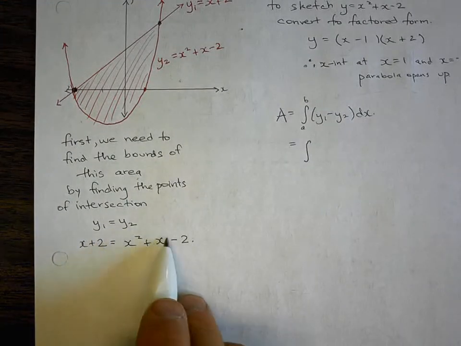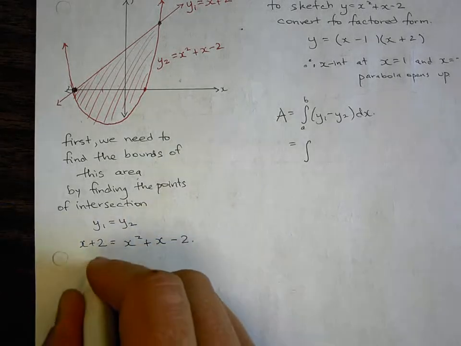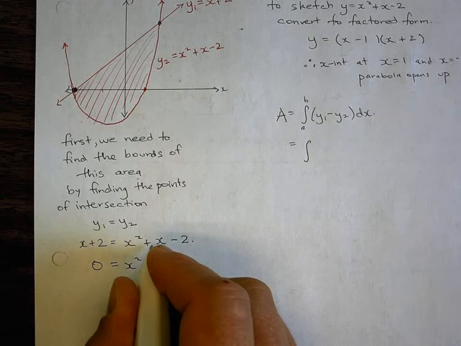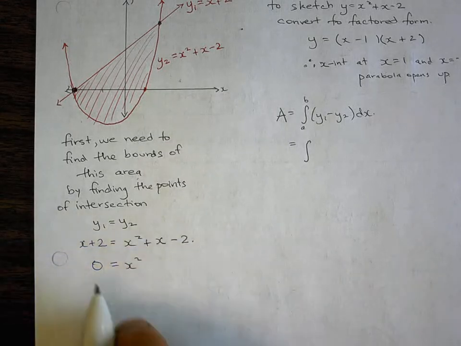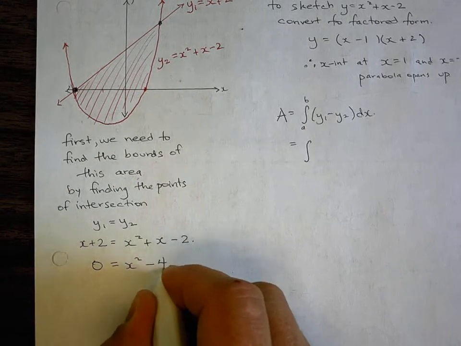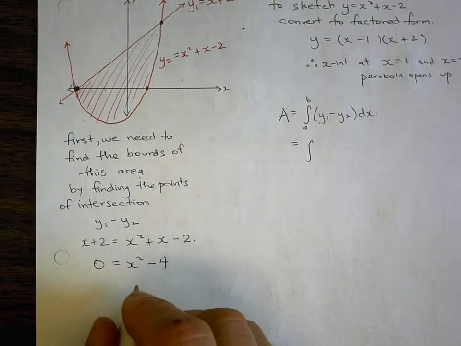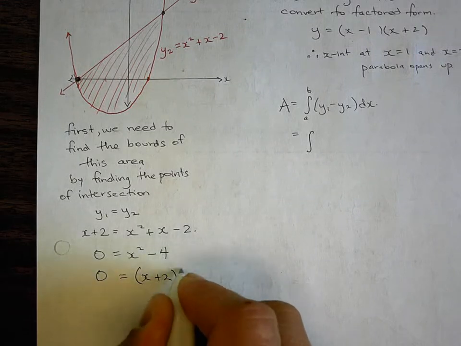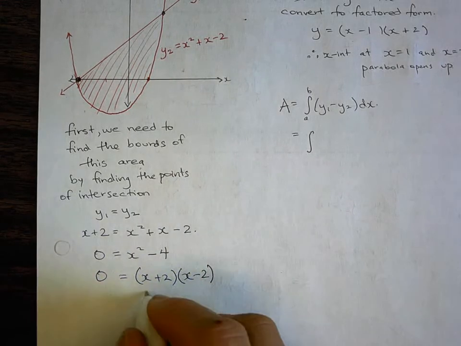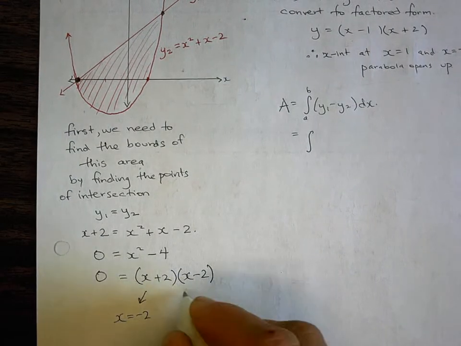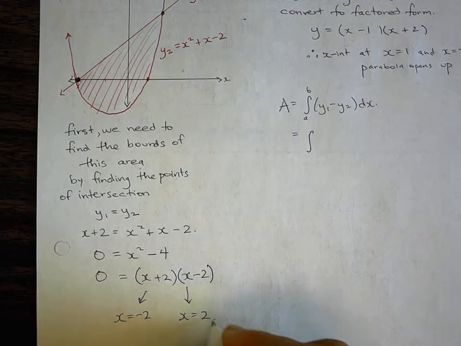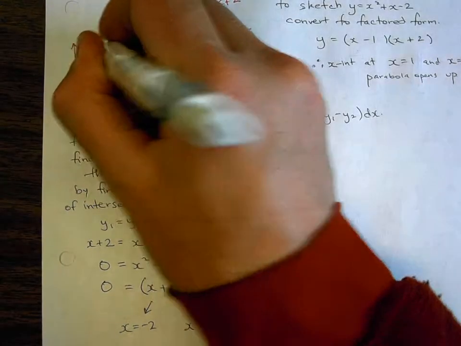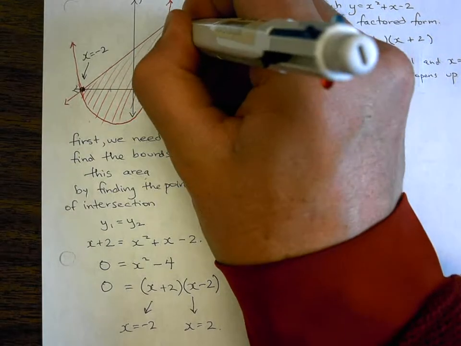Well, I have to collect all my like terms. So I'm going to bring these things to the other side. So I end up with x squared, subtract x from both sides, so the x's disappear, and subtract 2 from both sides, so I end up with minus 4. This is a quadratic. How do you solve a quadratic? You factor. Get two answers, x plus 2, x minus 2. So therefore, x equals negative 2 is one of the points of intersection, and x equals 2. So now I know that this is x equals minus 2, and this is x equals positive 2.